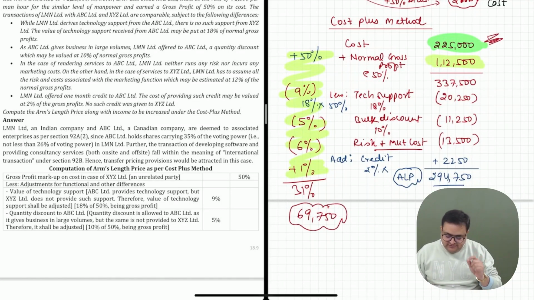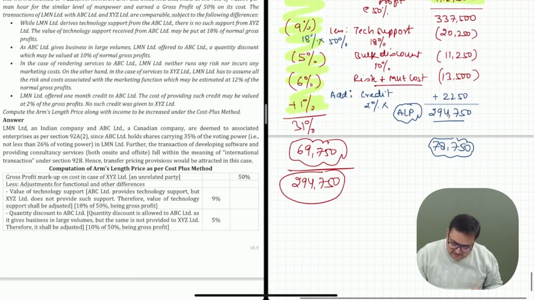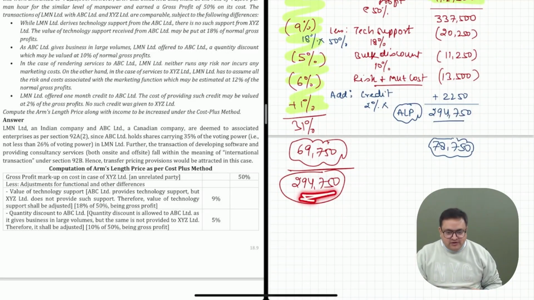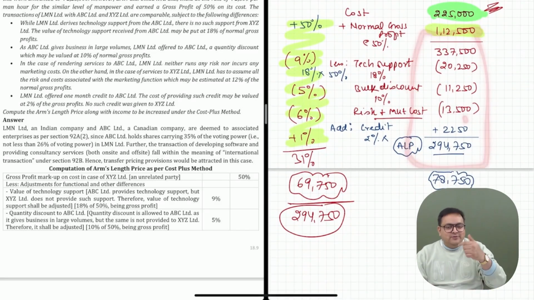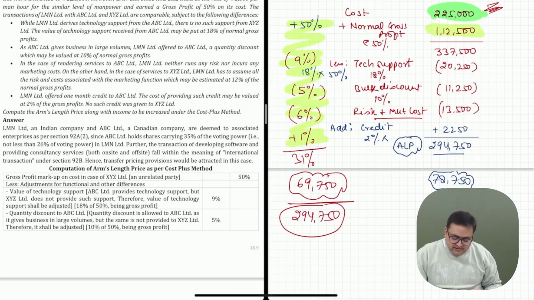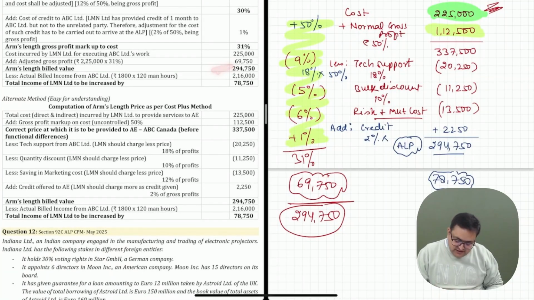So if I will add this profit, so how much it will become? Plus 225,000, it will become 2,94,750. See, same amount which we have calculated over here, the same ALP we got by this method also. So why I have discussed this method is to make you understand what is happening in the background. But guys, I would request you to follow this particular method. Understood, everybody? So 294,750 and 2,16,000 is the actual transaction price, but we have to take the ALP as 294,750.